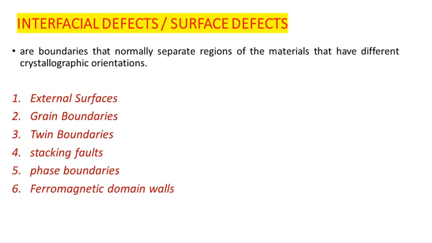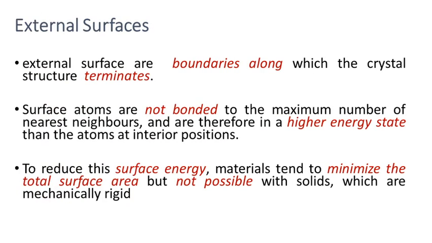The third classification of defects in the material is the two-dimensional defects, also called surface defects, and another name for surface defects is interfacial defects. It has a classification which is a little easier to understand, which is external defects. It includes grain boundary defects, twin boundary defects, stacking fault defects, phase boundaries, and ferromagnetic domain walls, which are the different classifications of these two-dimensional or surface defects.